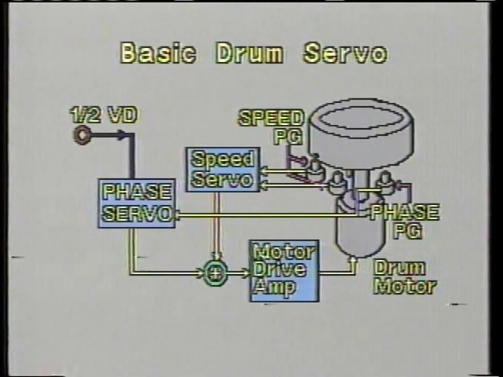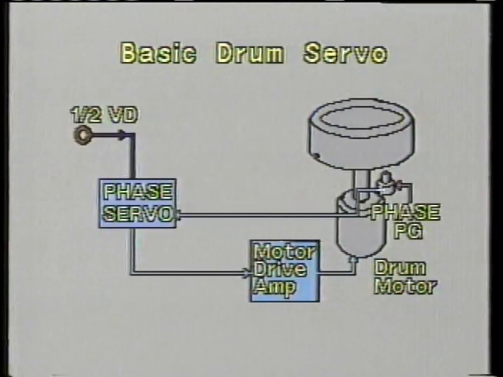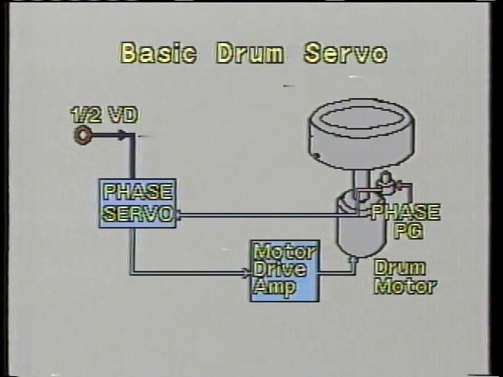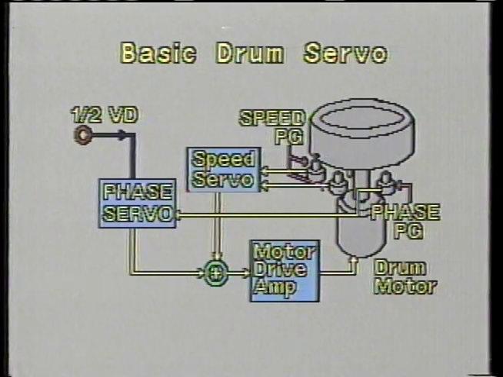The drum servo control is divided into speed servo and phase servo blocks. The speed servo is built into the drum and controls drum speed using two speed pulse generators. The phase servo is used to match the drum rotation phase to that of the input video signal. To do this, phase comparison is performed on the phase of the pulse output from the drum and the 1/2 VD pulse from the input video signal. The control voltages from the speed servo and phase servo are added and sent to the drum motor control circuit.